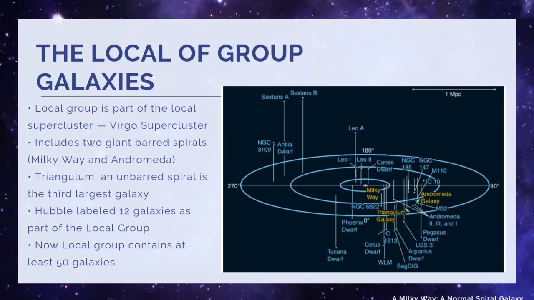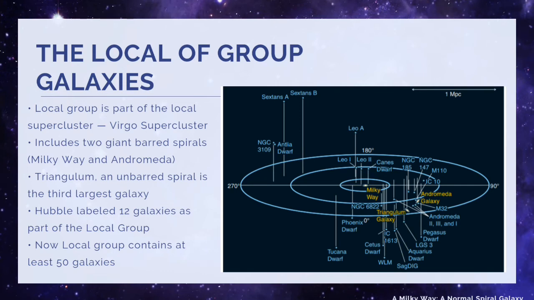The local group of galaxies. The Local Group is part of the local supercluster called the Virgo supercluster, containing over 100 smaller groups and clusters of galaxies. As you can see in the figure, that is the Virgo supercluster. It includes the two giant barred spirals, namely the Milky Way and Andromeda galaxy. Triangulum, an unbarred spiral, is the third largest galaxy. It was first identified by Edwin Hubble in 1936.